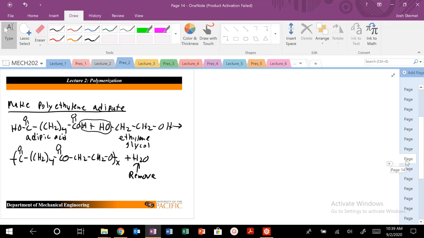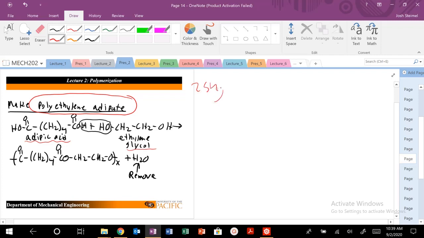So we're going to make polyethylene adipate, or hopefully I'm saying that right. So this is adipic acid. This is ethylene glycol. So again, two structural units, basically two monomers. So we are going to combine these together. Again, we still see the same kind of structural unit. You could basically imagine this just being like that huge R group previously.